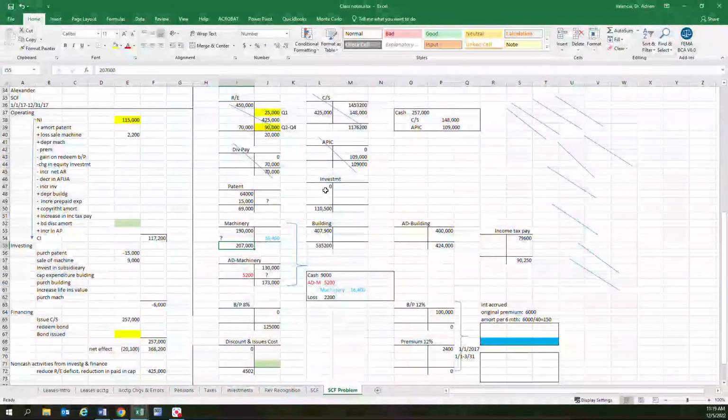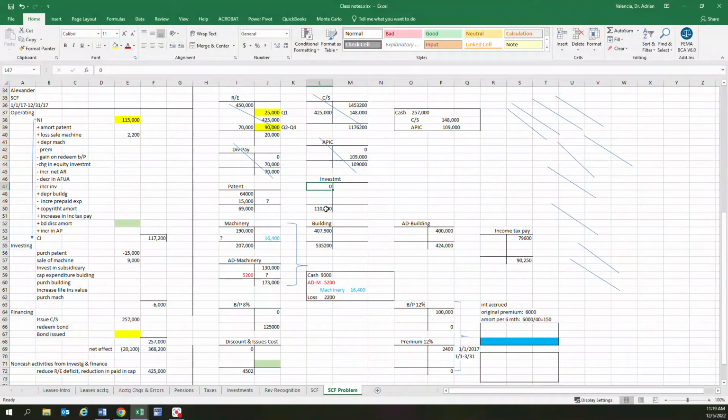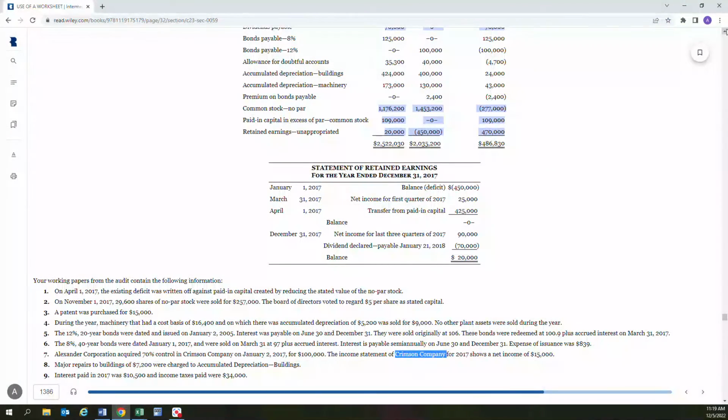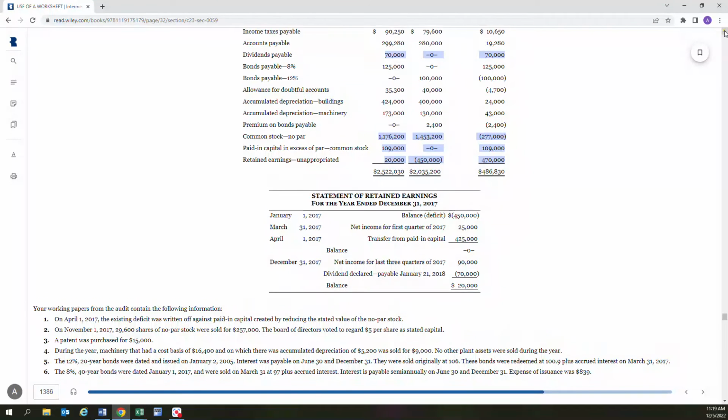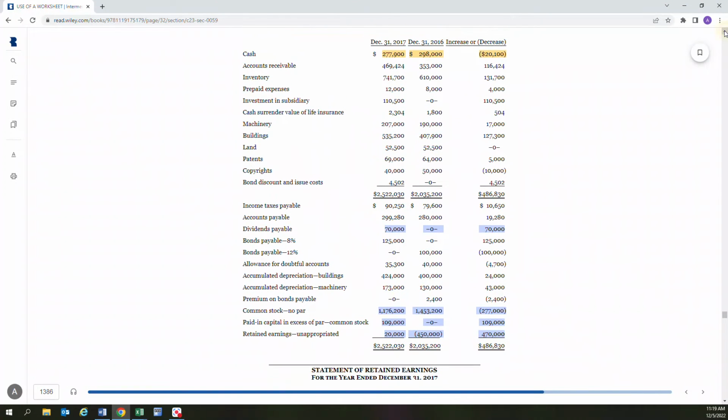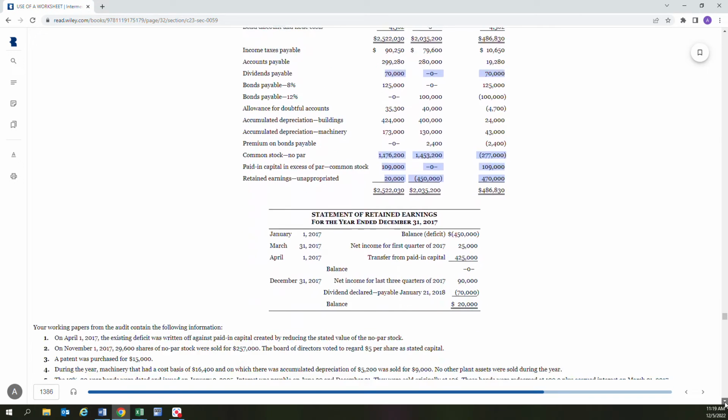So here's the investment. Started out 0, ended 110,500. That's from what is given here. Okay, so I'm getting all this information from the balance sheet, the comparative balance sheets. That's what this investment account is. All right, so that's what we're working on. So let's go ahead and do that.